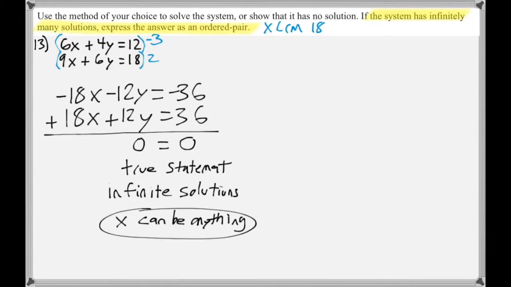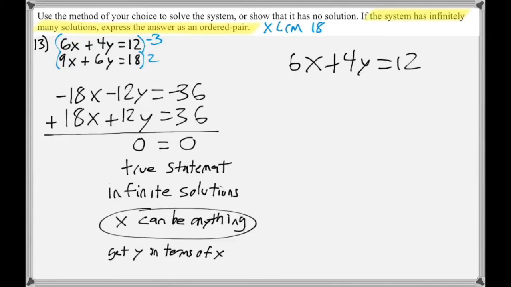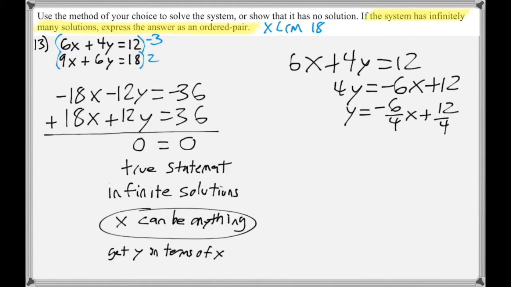and then I want to get y in terms of x. So I'm going to start out with the 6x plus 4y is equal to 12, and then solve for y. So let's subtract 6x from both sides, and then divide everything by 4. And then that's going to reduce to -3/2 times x plus 3.